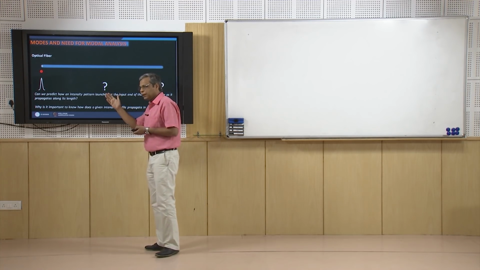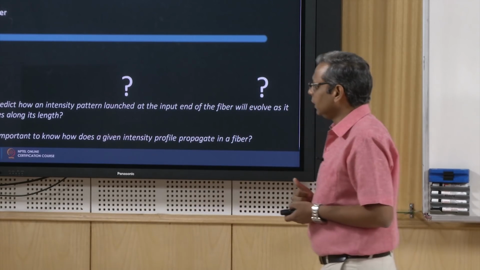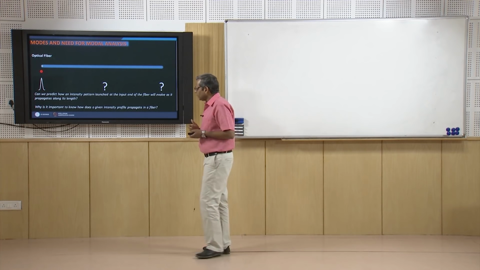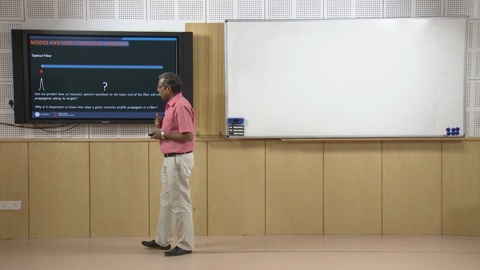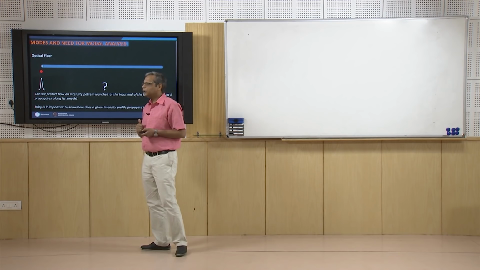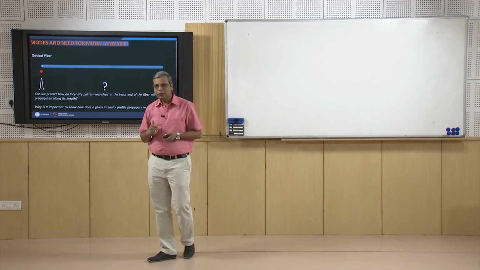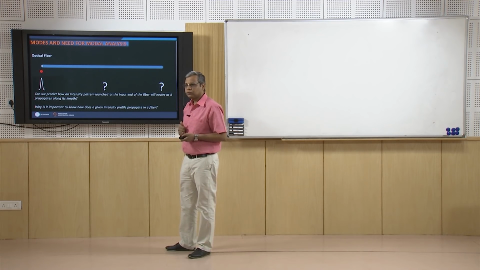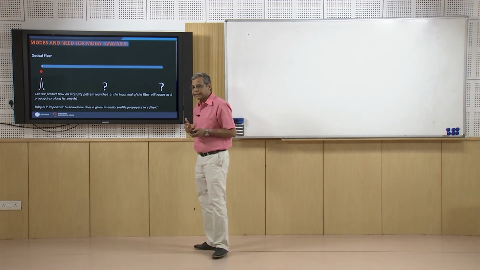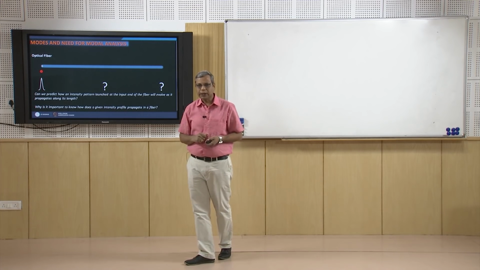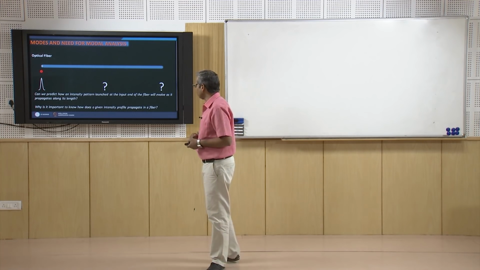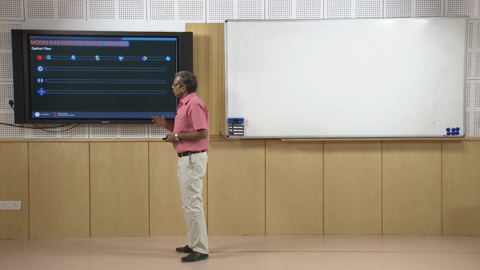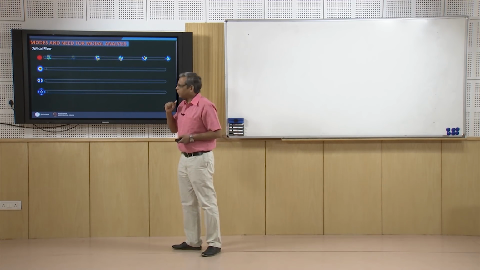How would this intensity pattern evolve as it goes along the length of the fiber? And another question is, why after all it is important to know how this intensity profile propagates in this fiber? Why is it necessary to know the evolution of the intensity pattern in the fiber? So let me see how it happens.